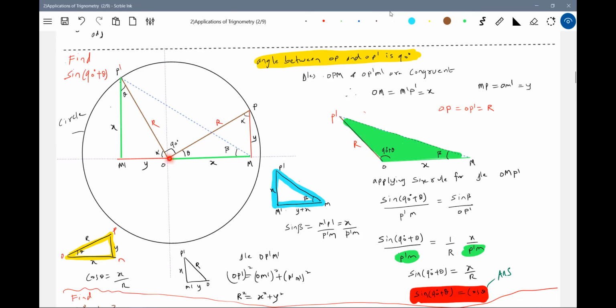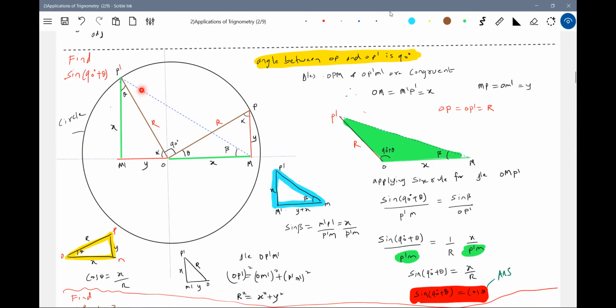And what is OP dash? OP dash is R, it should be equal to the radius of the circle, no? OP dash equals OP, as I indicated here. So I'm applying the sine rule: sine of 90 plus theta divided by P dash M should be equal to sine beta by OP dash. Okay, let's keep it as it is. Sine beta we will define further.